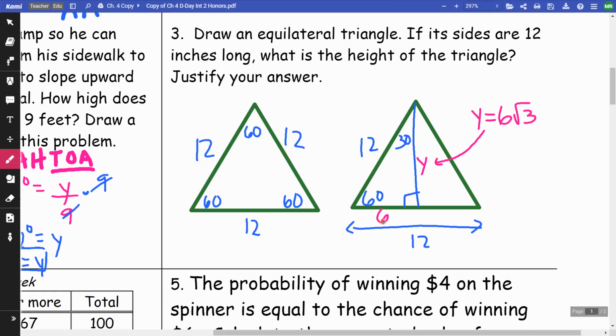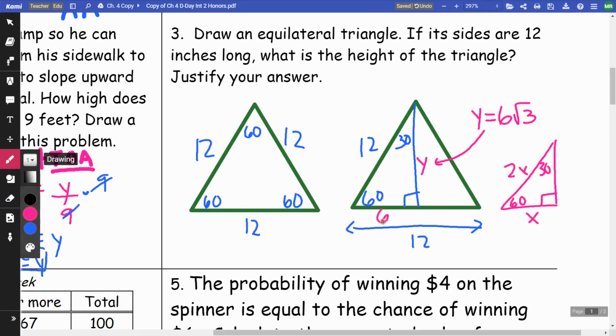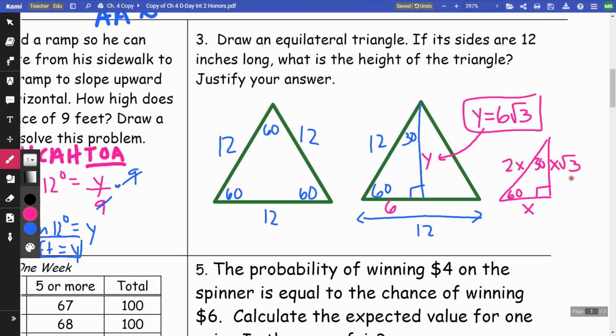Okay, again, trying to remember the relationship of a 30, 60, 90 triangle. If this is X, this is, whoops, double that, which would be 2X. And if this is X, this would be X times √3. So again, that answer is 6√3 inches.